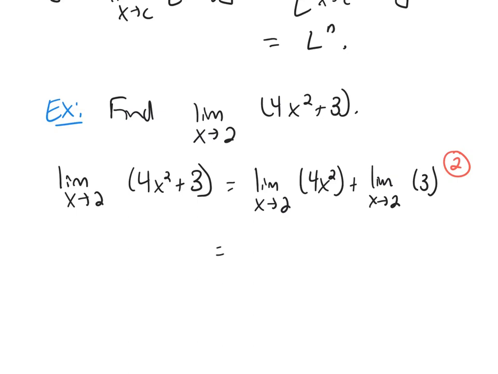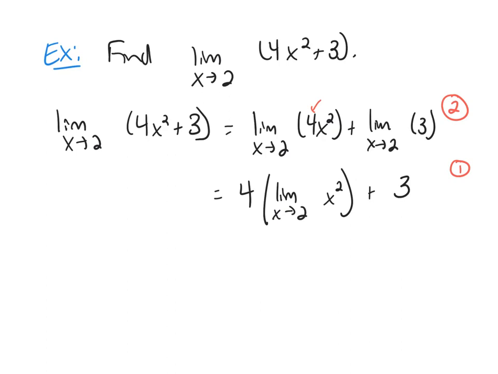And then if I look at this first one, I have a scalar, so I can pull that 4 out. I have a coefficient times the limit of x squared. And this is a limit of a constant, and we know that that limit is just going to be 3. So here I'm using property 1. And now I can just plug in 2 for x and get 19 for this limit.